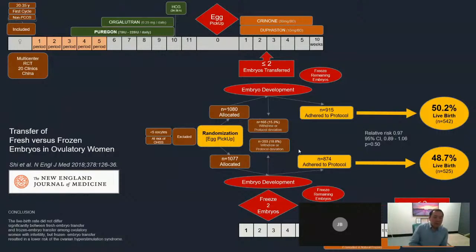In terms of luteal phase support, that may be relevant. Patients who had a fresh transfer had the HCG trigger, egg pickup, and immediately started luteal phase support, which is Crinone and Duphaston, and continued luteal support till 10 weeks of gestation.